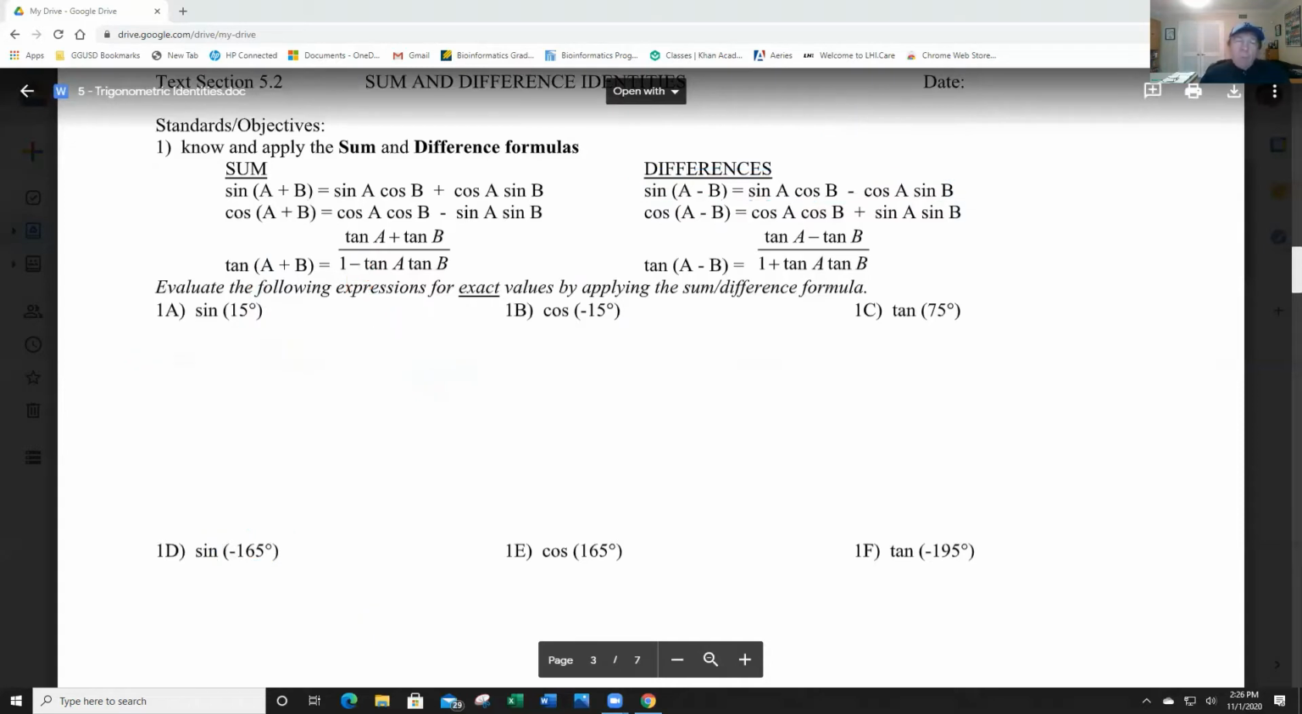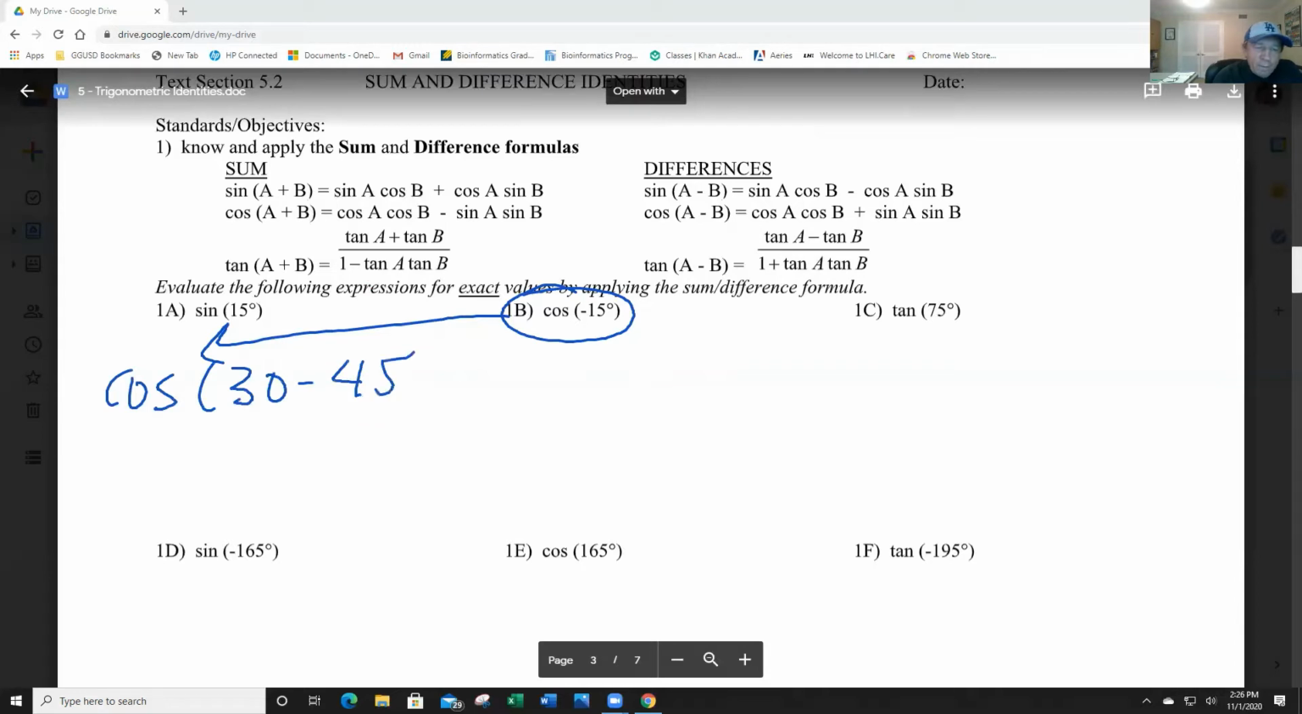All right, next let's try 1B, which is the cosine of negative 15 degrees. No problem. I'm going to start all the way to the left every time. That's going to be the cosine of 30 minus 45. And again, I'll be labeling A and B. It's really obvious, but I'm still going to do it. And what formula are we using? We're using a difference formula. And I'm going to circle that right here. That's the one we're going to be using.